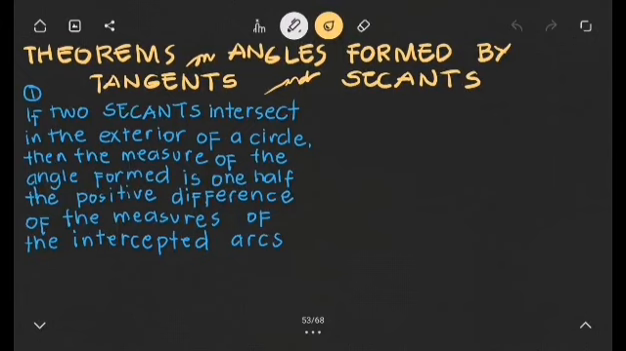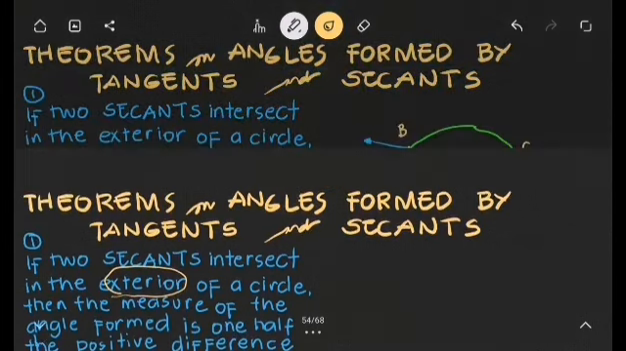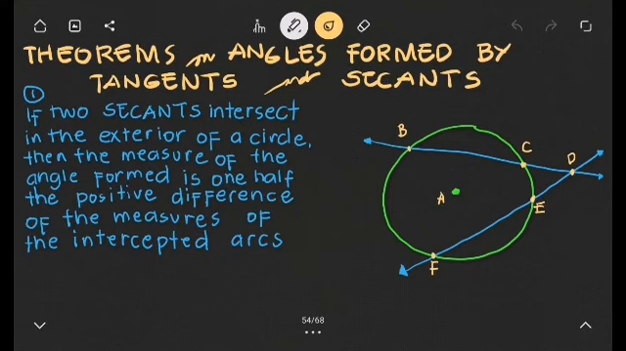Sabi dito, if two secants intersect in the exterior of a circle, then the measure of the angle formed is 1/2 the positive difference of the measures of the intercepted arcs. Okay, so let's say we have an example here, illustration kung saan meron tayong dalawang secant lines na nag-intersect sa labas. Ito yon. Okay, so yung ating dalawang secant lines ay merong nabuong angle. Ang tanong, paano natin makukuha yung sukat nitong angle na to?